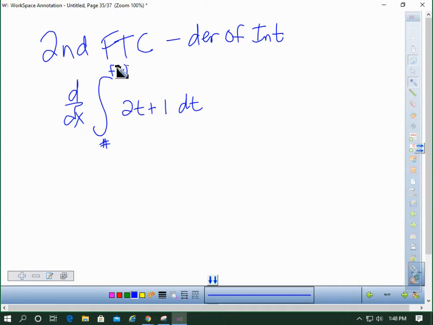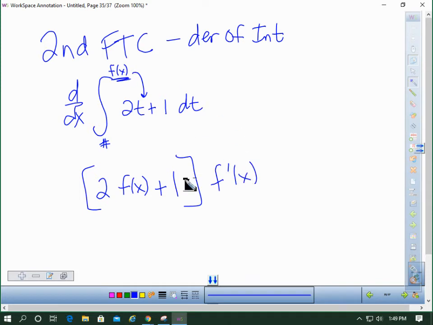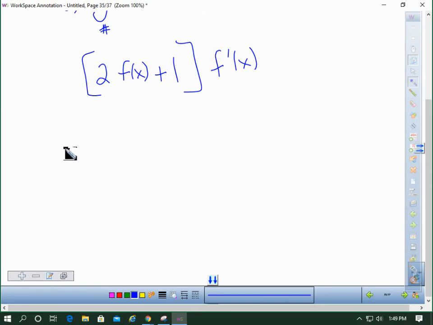And what you do is you plug this thing into the function. So this ends up being 2 times f of x plus 1. So you plug the f of x, or whatever this function is up here, into the function for the variable, whatever the variable is. It's usually a t, but whatever it is, plug that into that function. Then you have to chain on the derivative of what you plugged in. So then I have to chain on f prime of x. So you just chain on the derivative of what you plugged in. All right, that's using the second fundamental theorem of calculus.